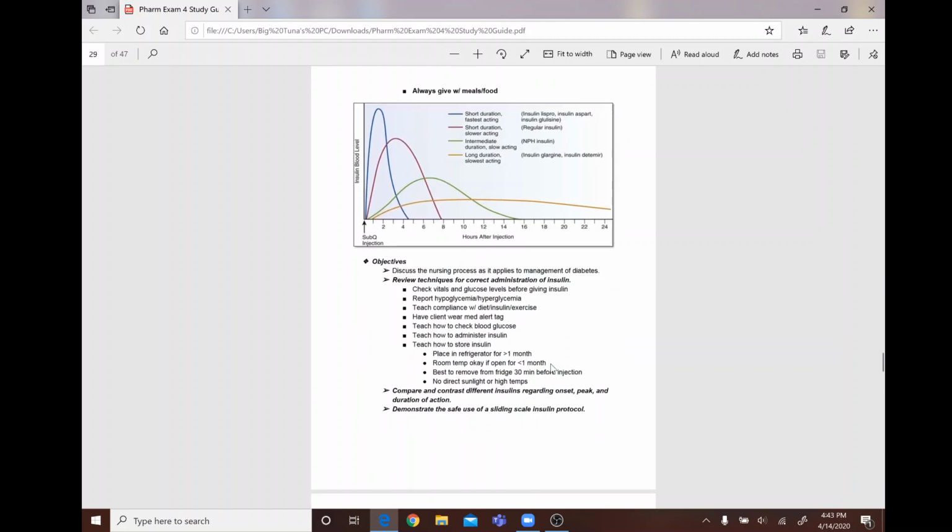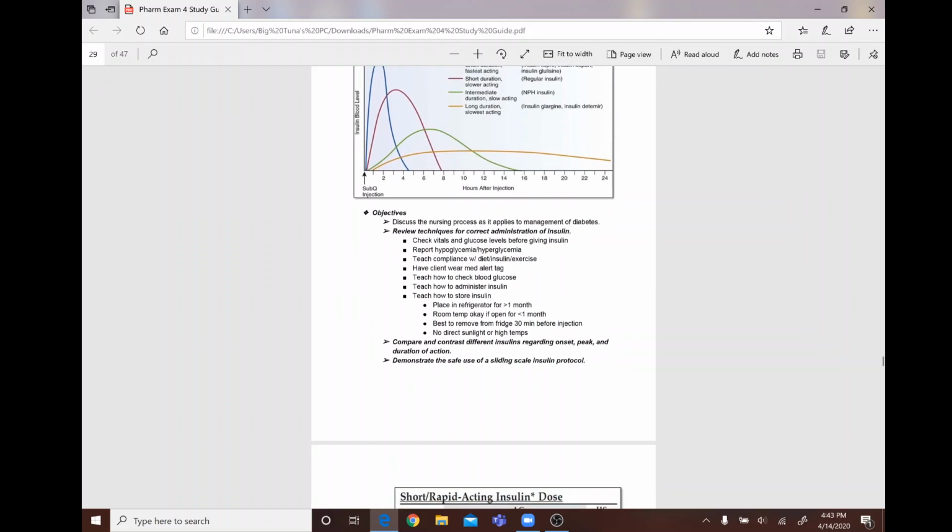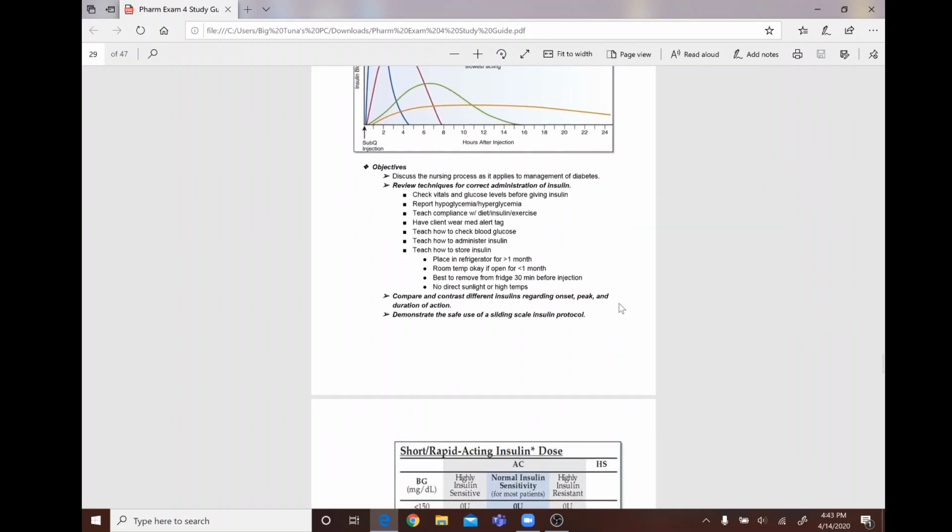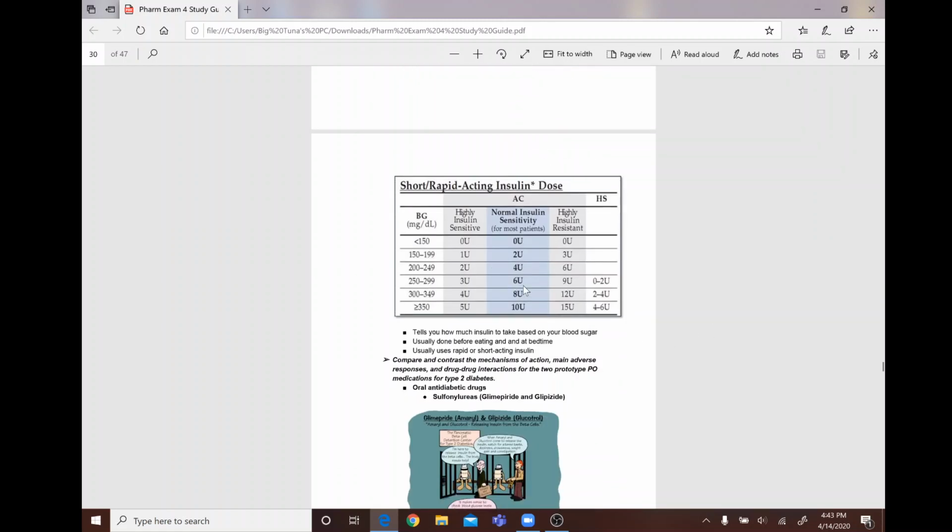Always give combination insulins with food. Okay. How are we going to store insulin? If you're going to have it for more than 1 month, refrigerator. Less than 1 month, room temp's okay. And if you take it out of the fridge, wait 30 minutes before injecting. Make sure you keep it out of direct sunlight or high temperatures.